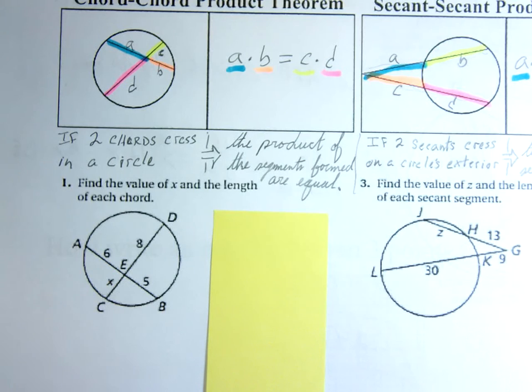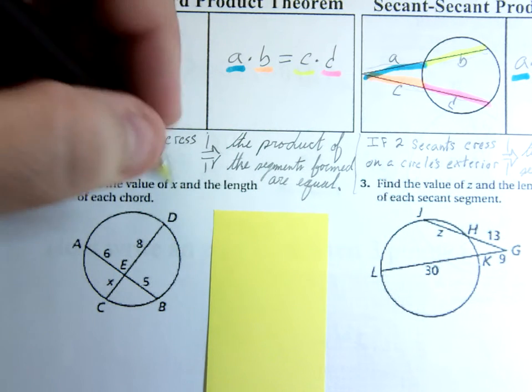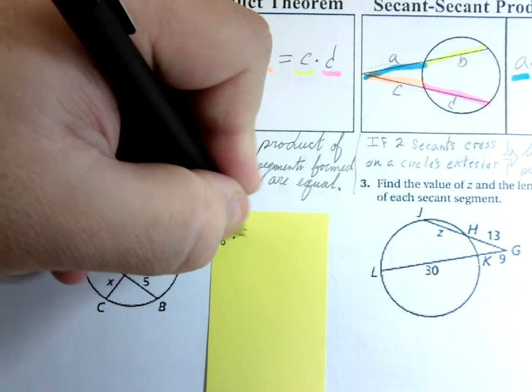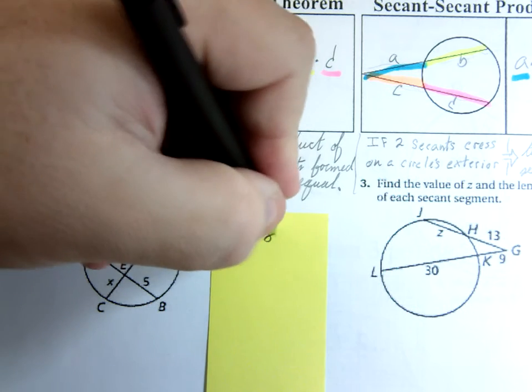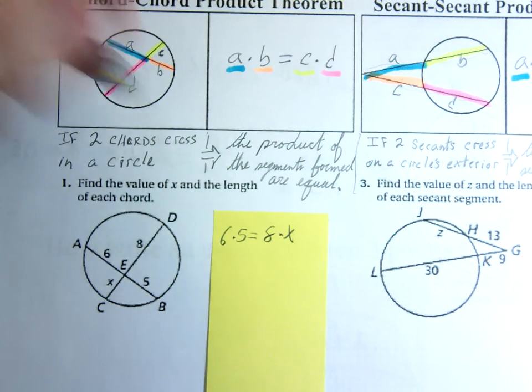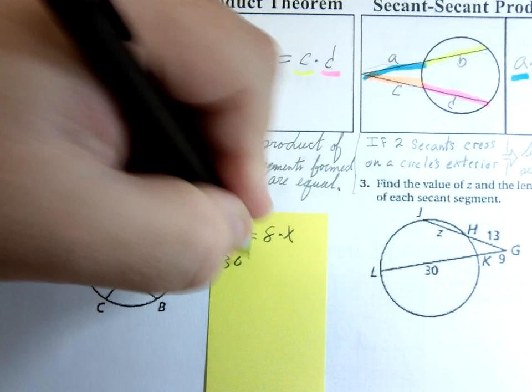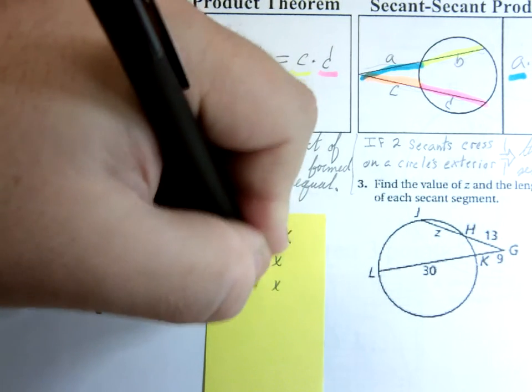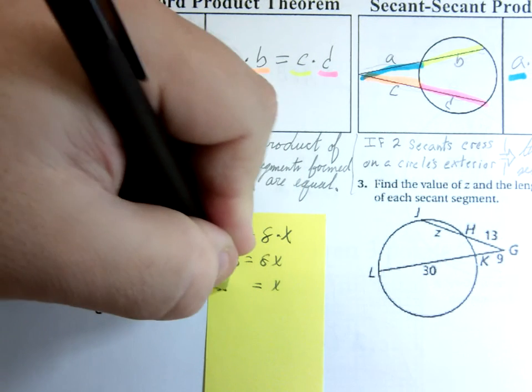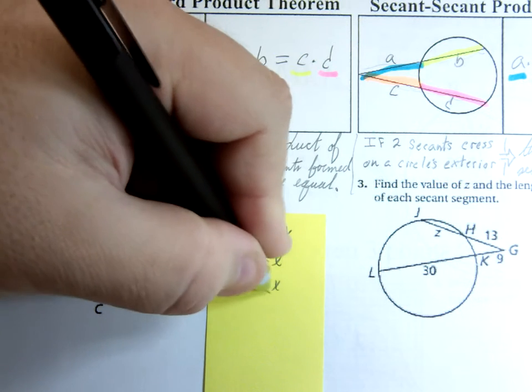Help me with number 1. Find the value of x, and find the length of each chord. What should I do? 6 times 8. 6 times 5 equals 8 times x. Okay, so 30 equals 8x, therefore x equals, what, 3.75? Okay, is that my answer?